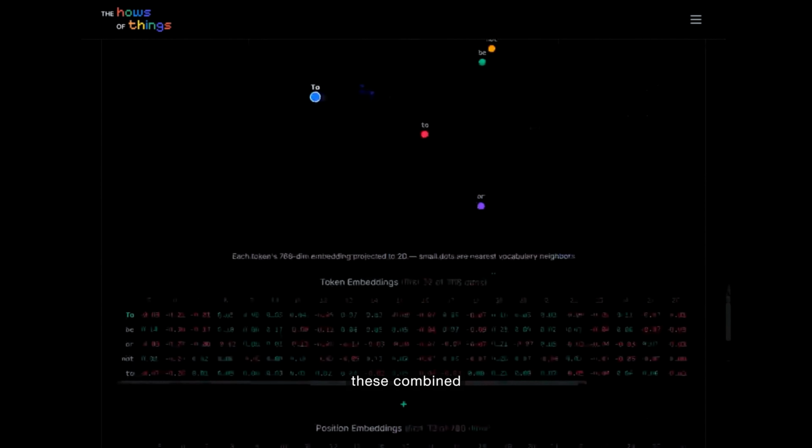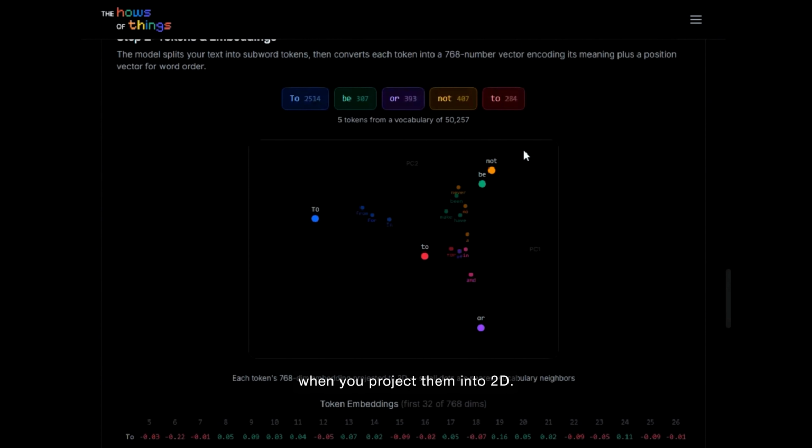And here's what these combined embeddings look like when you project them into 2D. Each dot represents a token from my prompt and the nearest neighbors in the vocabulary space with similar embeddings. At this point, every token is independent, and doesn't know what the others mean. They are just isolated lists of numbers. The next step is where they start talking to each other.